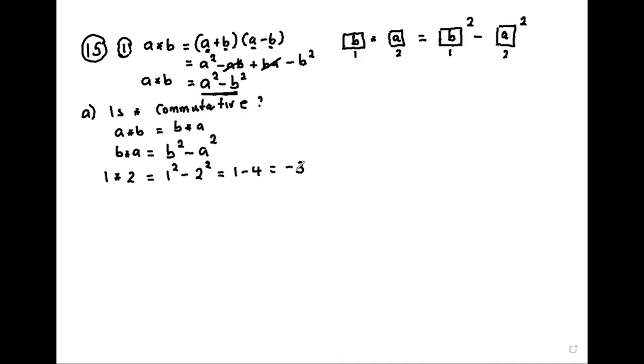Is it the same when we have 2 star 1? Let's see, this will be 2 squared minus 1 squared, which is 4 minus 1, which is equal to 3. Now I've justified that if I switch, the answers will be different. So star is not commutative.